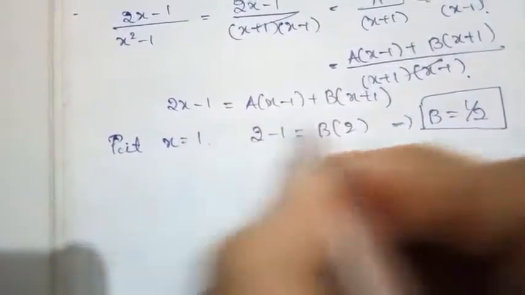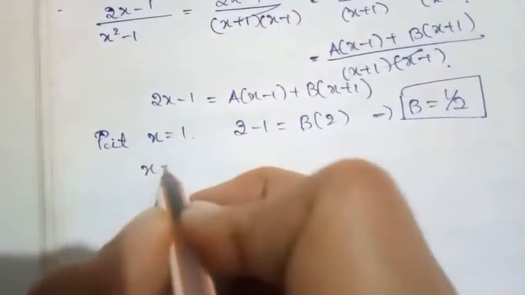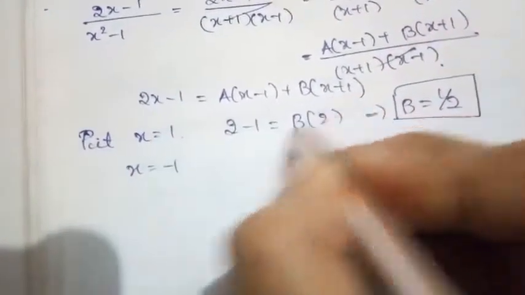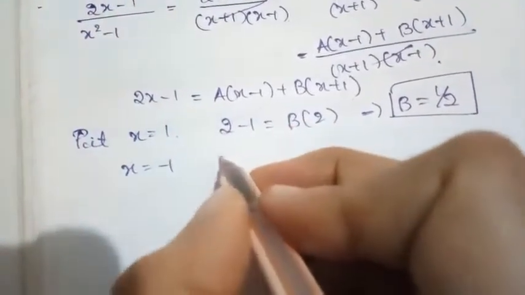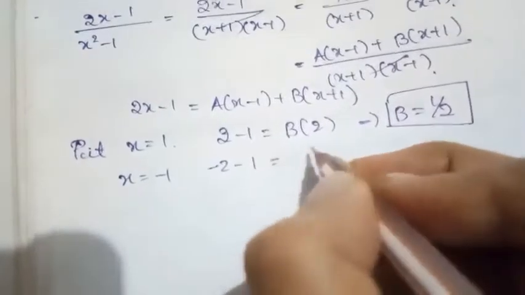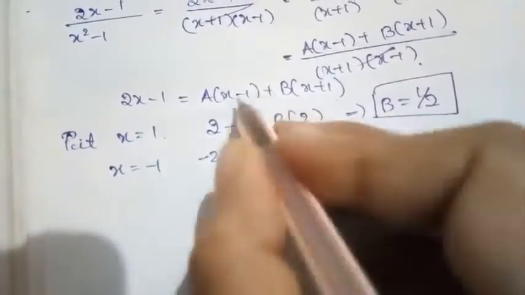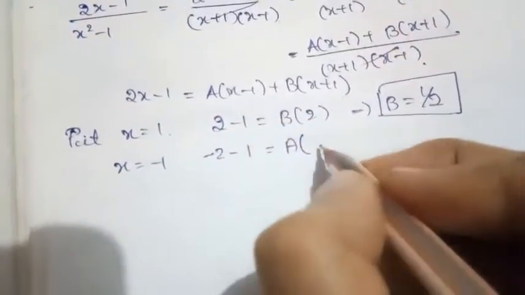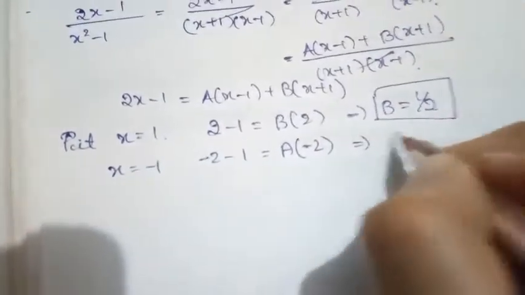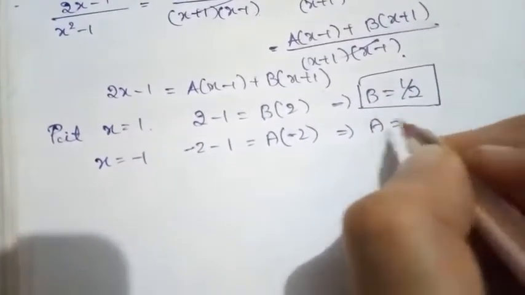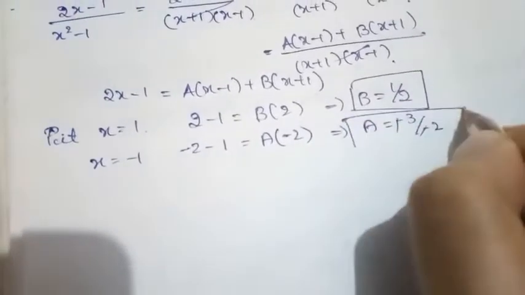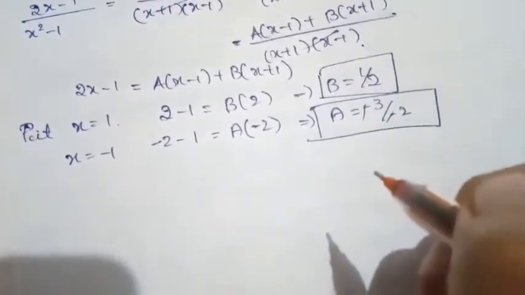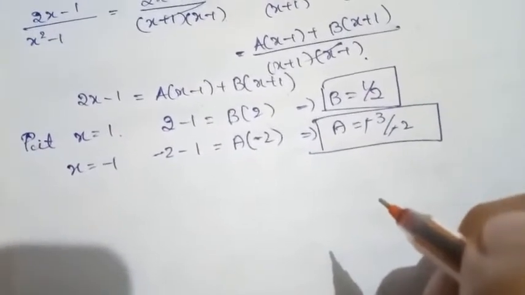Similarly, by putting x is equal to minus 1, what happens here? 2 into minus 1 is minus 2, minus 2 minus 1 is minus 3. Here, a into minus 1 minus 2 gives minus 2. This implies the value of a is equal to minus 3 divided by minus 2. Minus minus gets cancelled. The value of a is equal to 3 by 2.